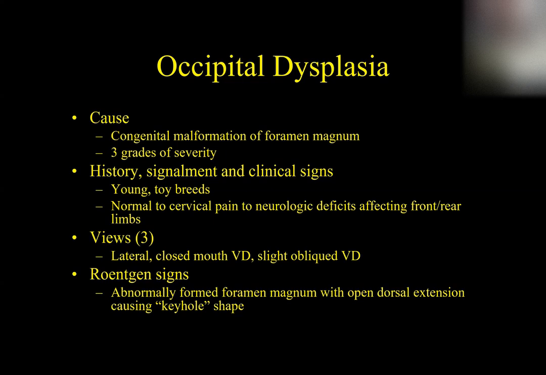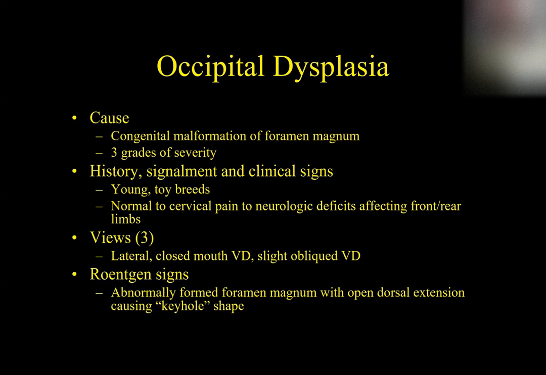All right. Moving on, the next condition we are going to talk about is one called occipital dysplasia. Okay, so again, let's take the name apart. Where is the occipital bone? You remember that from anatomy? It's one of the skull bones, and the occipital bone is the one that's way back here at the base of the head.